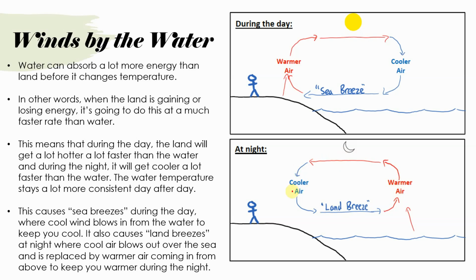So we're going to get this cycle here. Warm air rises above the sea, spreads out. As it goes closer to the land, it cools down a little bit, and that pushes it outward. So you're going to have this land breeze where cool air is going to blow out over the sea, but that also means that it's being replaced by warmer air coming in from above all the time. So that's going to keep you a little bit warmer at night because that warmth from the sea is kind of making its way over to you.